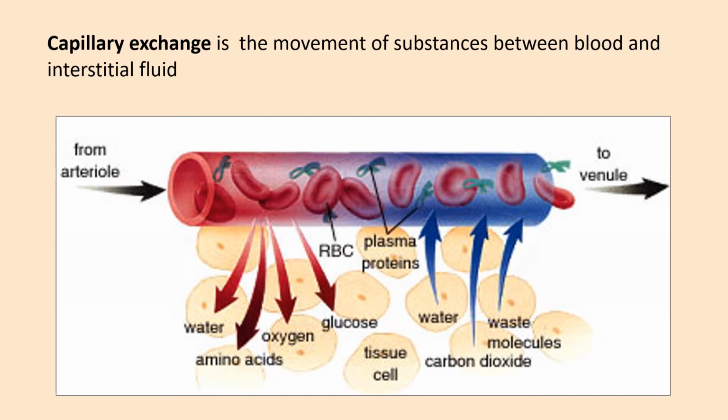Substances that typically leave the blood and enter interstitial fluid are indicated by the red arrows, so water, nutrients like amino acids and glucose, and oxygen. And then substances that typically move in the opposite direction from interstitial fluid into the blood include water, carbon dioxide, and other waste molecules.